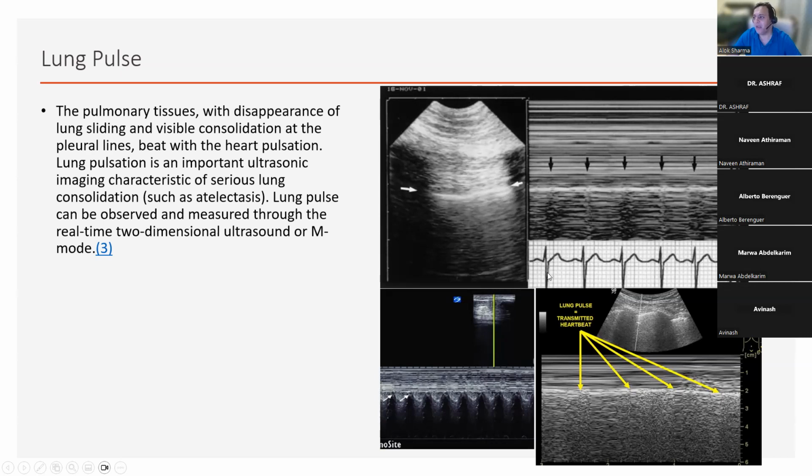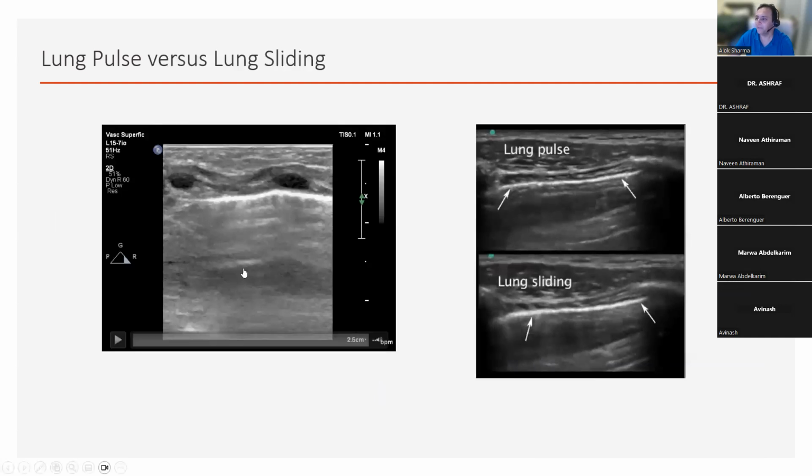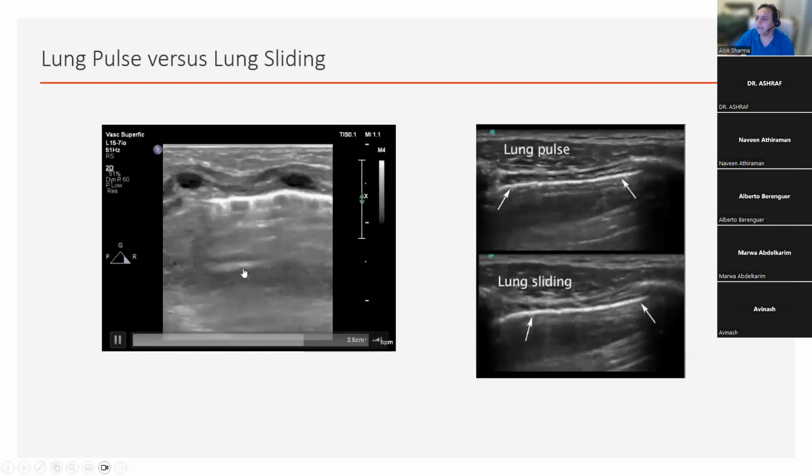So really, the way it reflects when you do M mode is this small area that we call T lines, or transmitted heartbeat. So you can see these small areas of edges that come through. So again, if you're confused, you're worried that you have an area like that, you can put some M mode on and see. But just an example here.